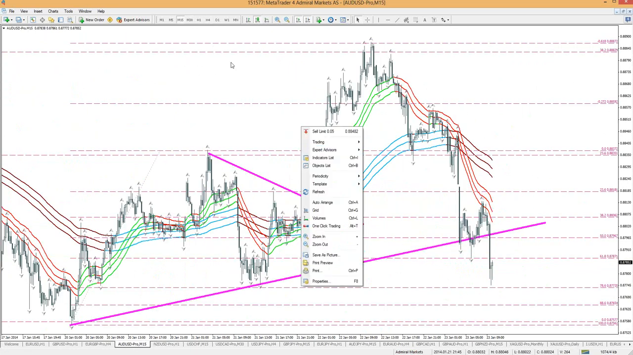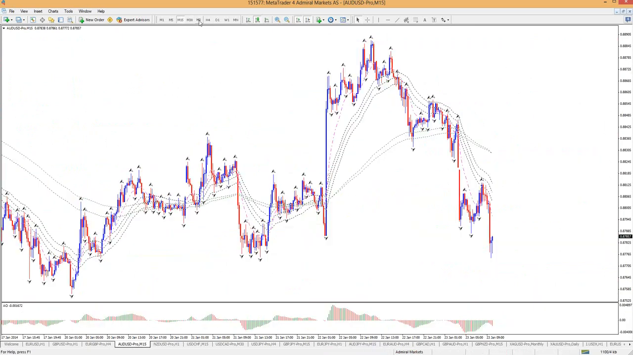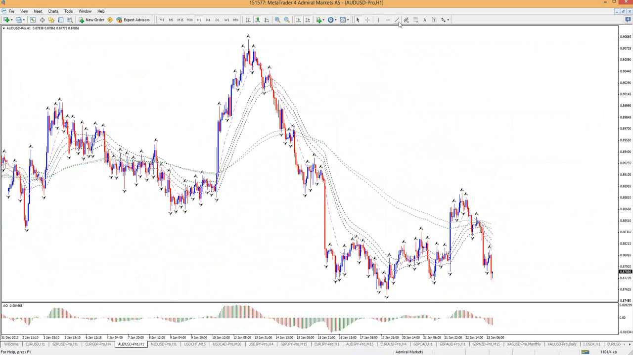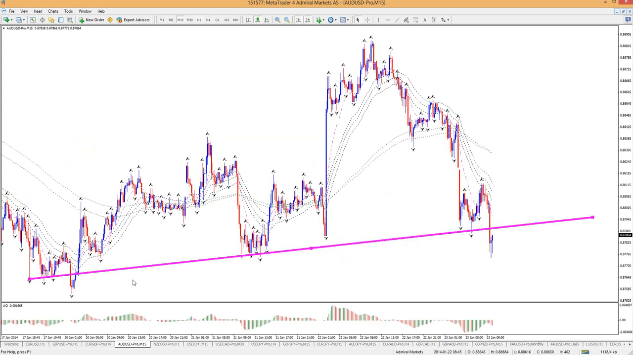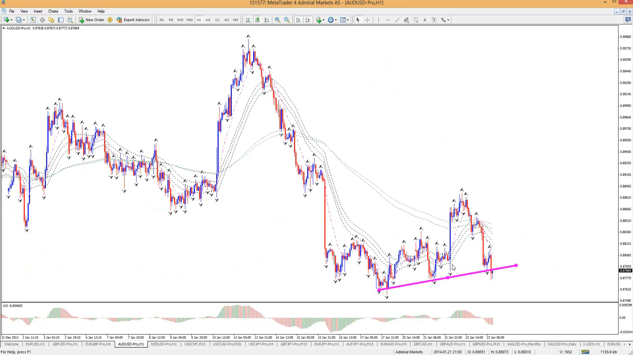Let's see, Aussie dollar. The Aussie news event made it spike up pretty good, but that was all. After that, just downside. This break actually could be very interesting. A good trend line, good downside, good downtrend.